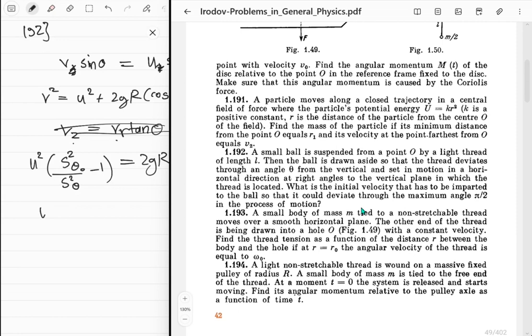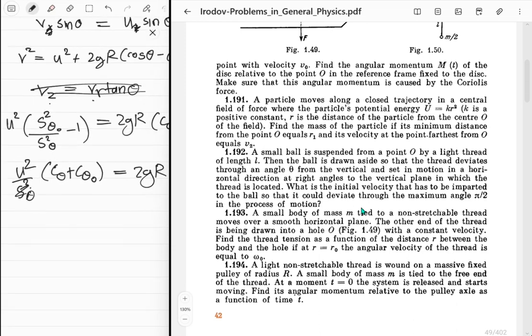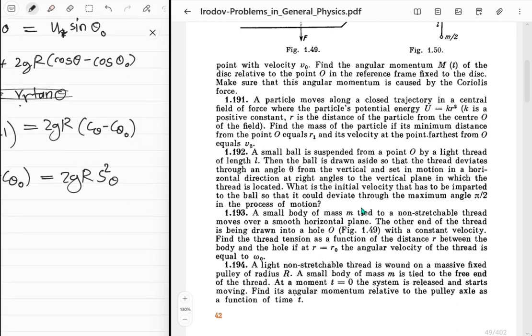Now this thing can be written as u squared upon sine squared theta, and then you got sine squared theta naught minus sine squared theta, which is the same thing as cosine squared theta minus cosine squared theta naught. So you can factor that, right? A squared minus b squared, you can factor that out, and then this just becomes cosine of theta plus cosine of theta naught, right? That's just equal to 2gr. So this goes over here, sine squared of theta naught.